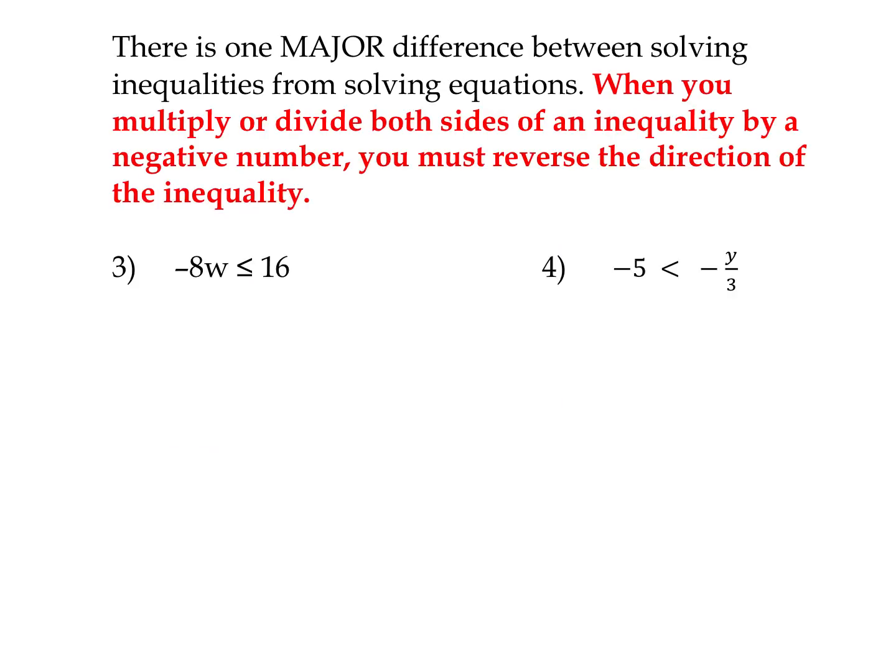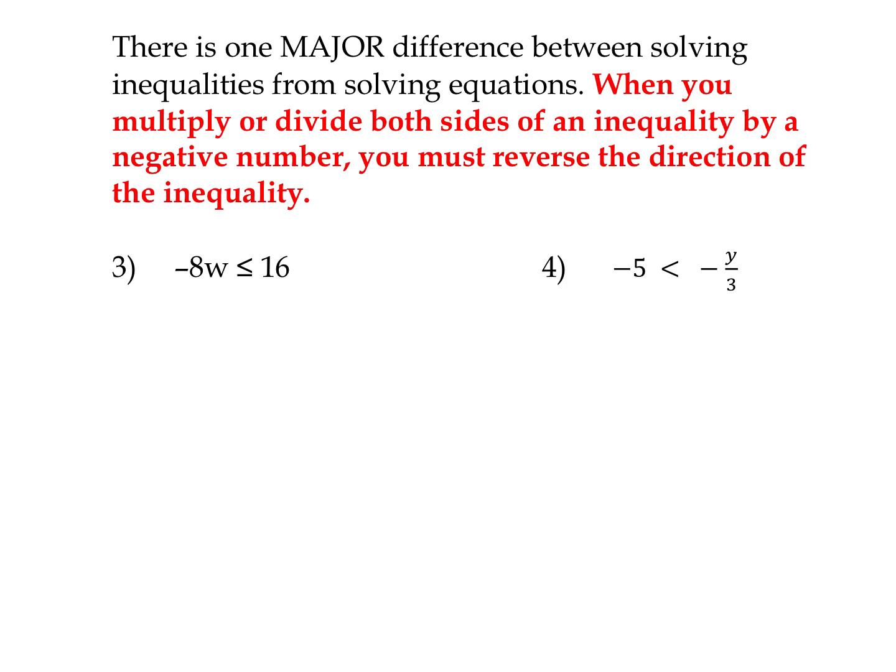When we're solving with multiplication and division, there is one major difference between inequalities and equations. When you divide or multiply on both sides of the inequality by a negative number, you have to reverse the direction of the inequality. So a less than becomes a greater than, and a greater than becomes a less than, when you multiply on both sides by a negative or divide on both sides of the inequality by a negative. Let's see what that looks like with some examples here.